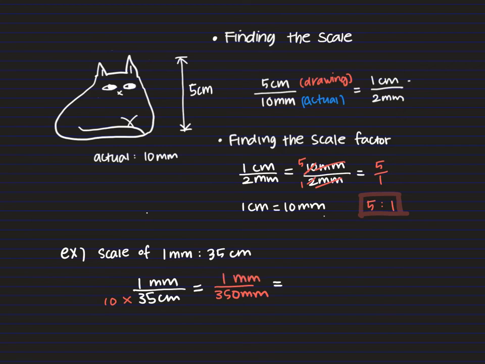My next step is to simplify as much as possible. I cannot simplify 1 and 350 because they are in the simplest form. So all I have to do is to get rid of the millimeters. So my scale factor is going to be 1 to 350. And that is going to be your final answer.